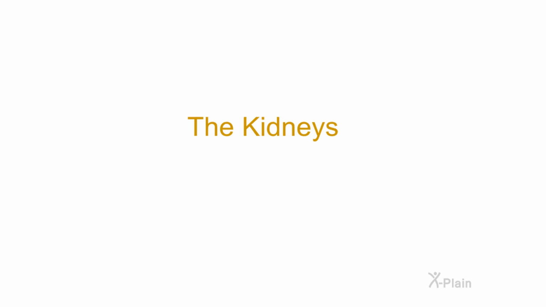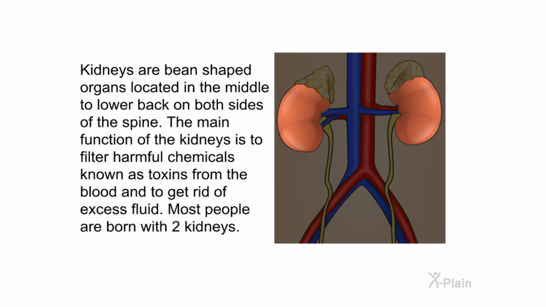The kidneys. Kidneys are bean-shaped organs located in the middle to lower back on both sides of the spine. The main function of the kidneys is to filter harmful chemicals known as toxins from the blood and to get rid of excess fluid. Most people are born with 2 kidneys.